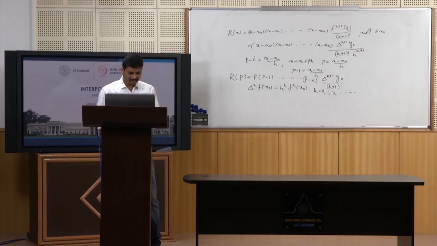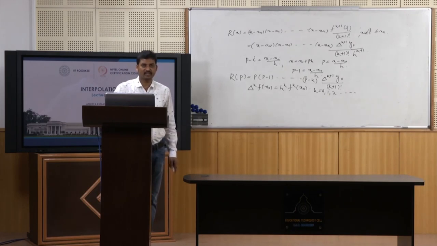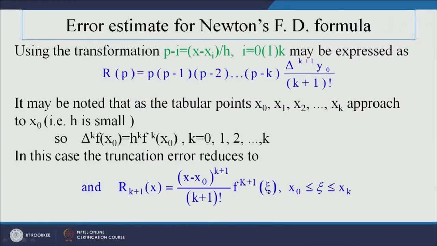Then in that case, this truncation error reduces to R k plus 1 of x as (x minus x0) whole to the power k plus 1 by k plus 1 factorial, f to the power k plus 1 of zeta, where zeta lies between x0 and xk.